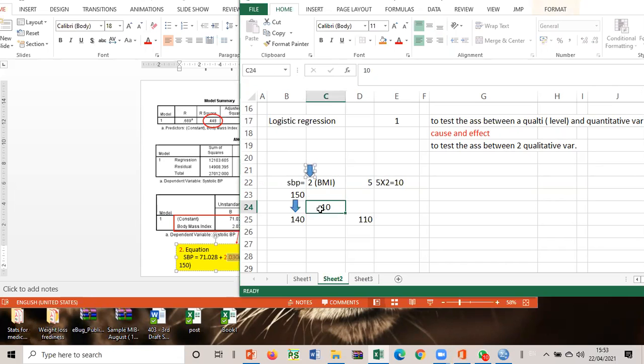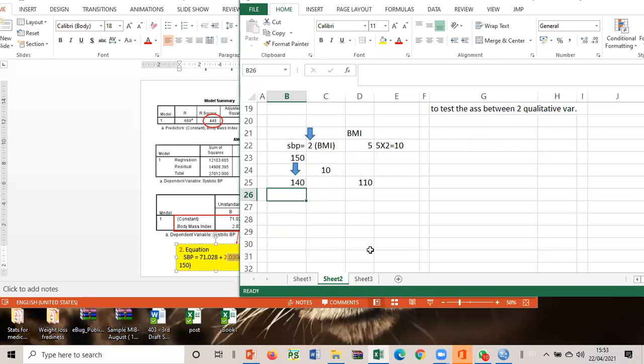Now drop 10 points. Therefore, my BMI must drop by 5 points, because 5 times 2 is 10. So 150 minus this, I'll get this value. Can you reduce BMI? Yes. How to reduce BMI? By reducing weight.